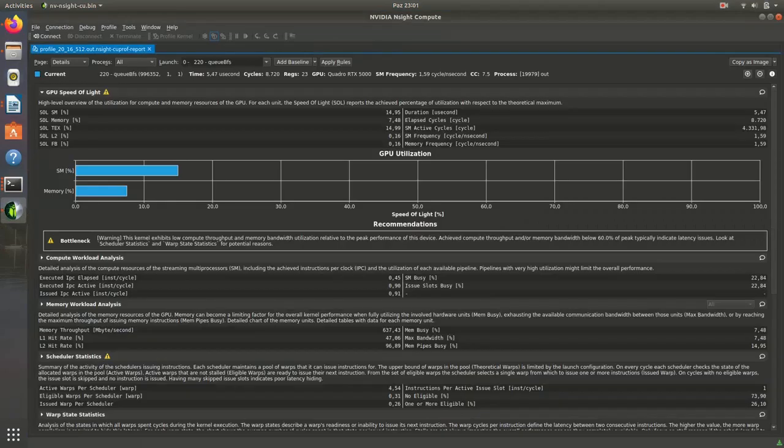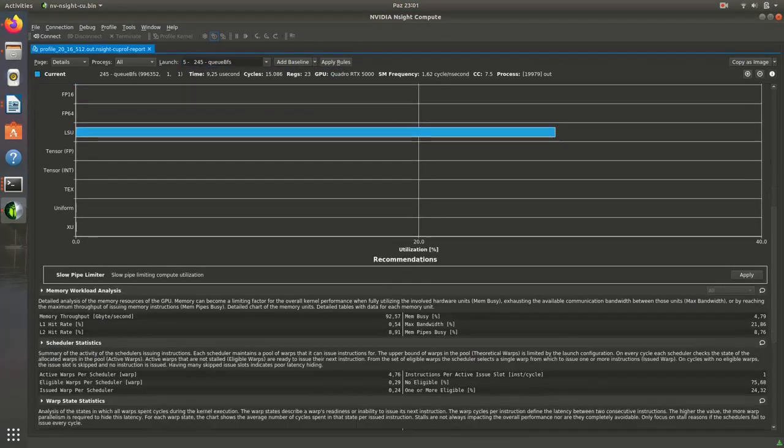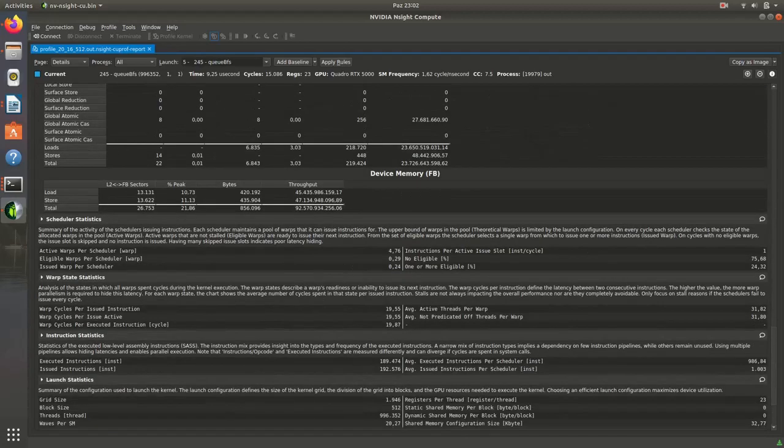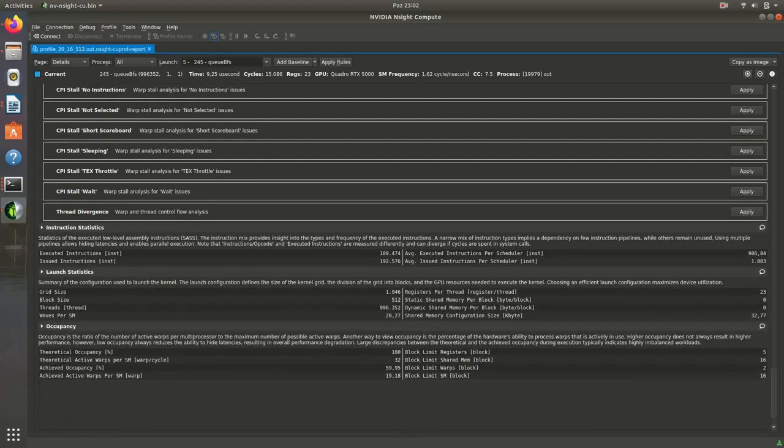NVIDIA Nsight Compute is an interactive kernel profiler for CUDA applications. We see kernel launches and can add a baseline to compare them. It gives detailed workload analysis, different statistics, and occupancy of hardware.